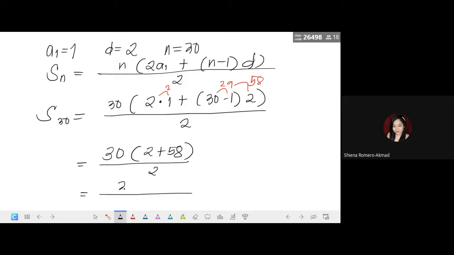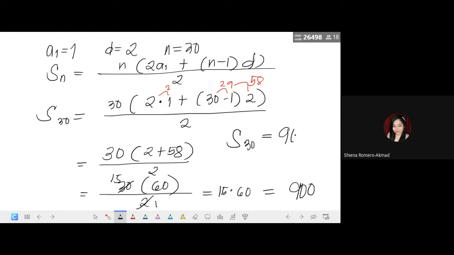Kayo, choice na naman yan kung nagsusolve na kayo. So, pwede tayo mag-cancel out. Pwedeng dito, pwedeng doon. Kahit alin dyan. This is 1. This is 15. So, we'll have 15 times 60. And the answer here is 900. So, the sum of the first 30 terms of the sequence given kanina is 900.